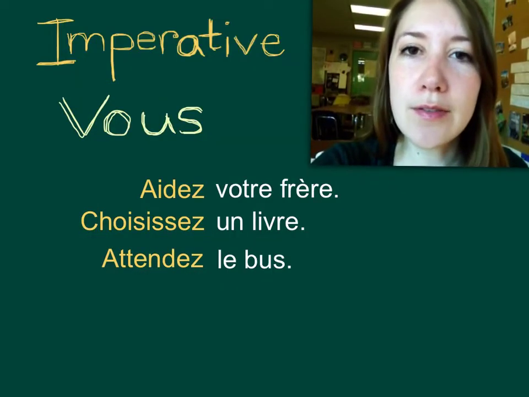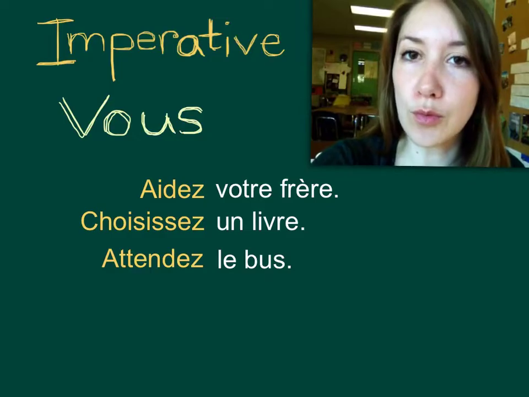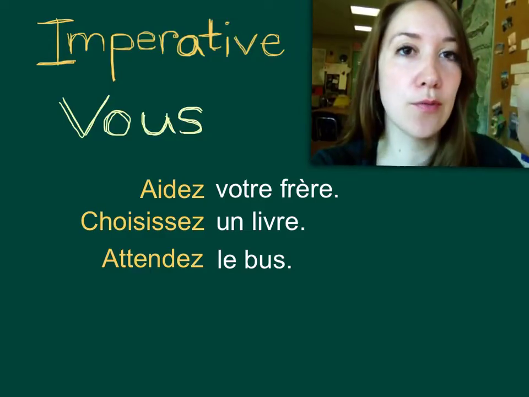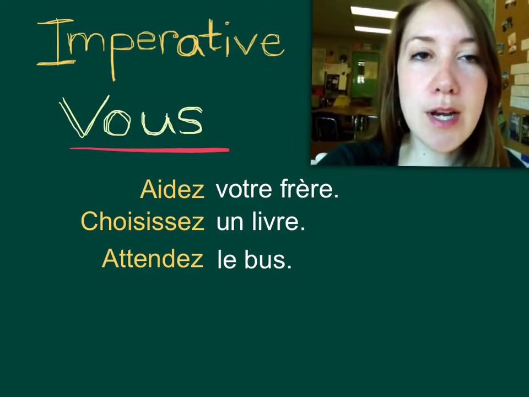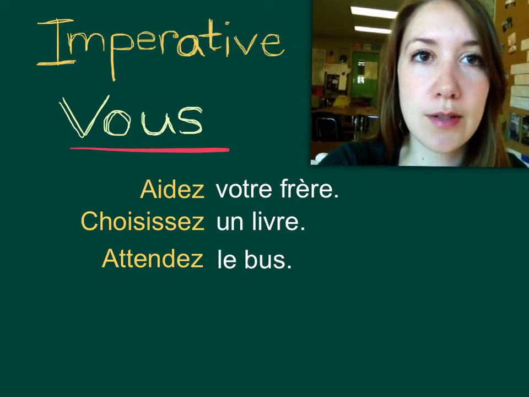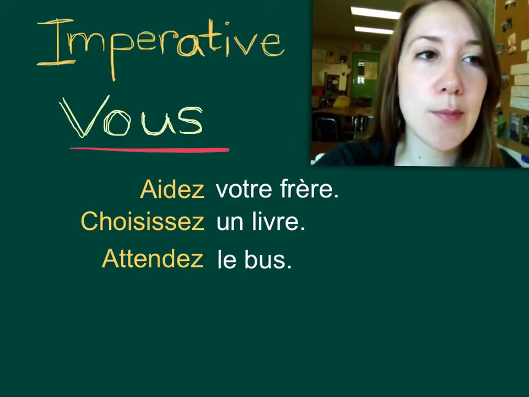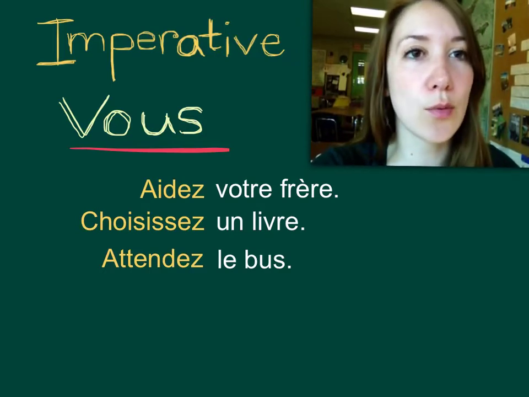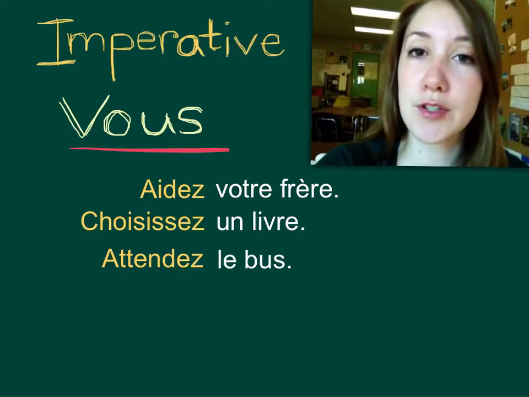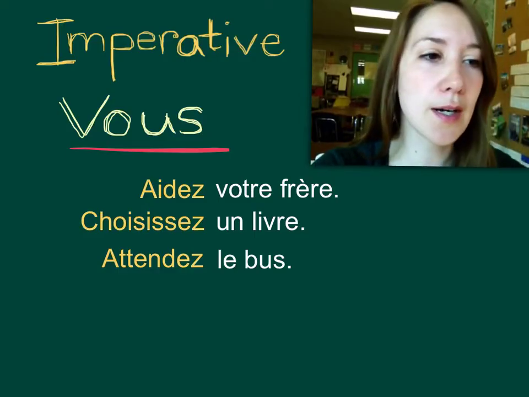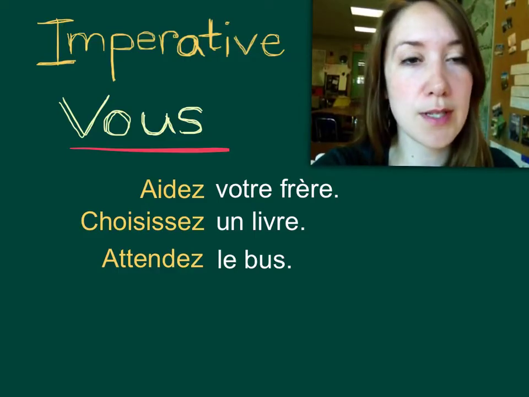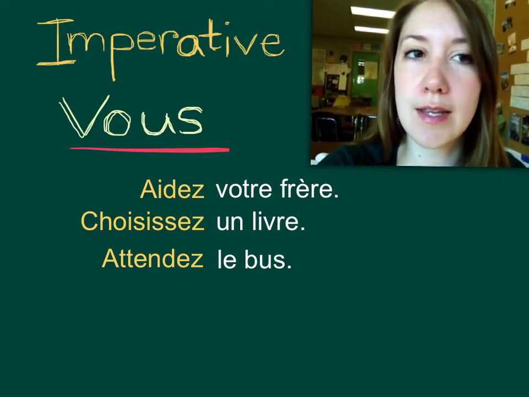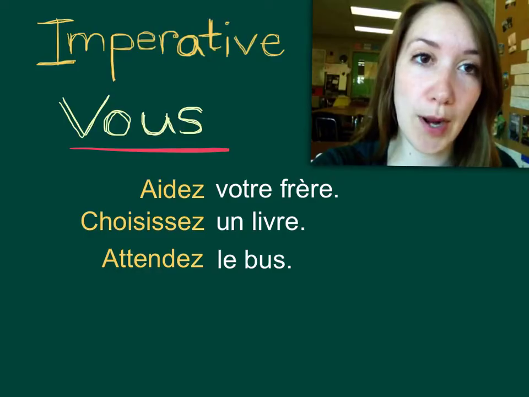So, the imperative can only be conjugated for vous, nous, and tu. Let's start with vous. If I were talking to someone who I was going to call vous, that would be someone I wanted to be very polite to, maybe my boss, or someone I met on the street who I didn't know, or I could be talking to a group of people, because it's also a plural way of saying you. I would conjugate the imperative in this way.